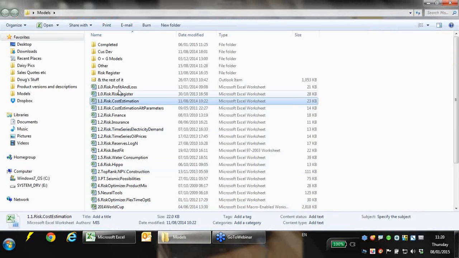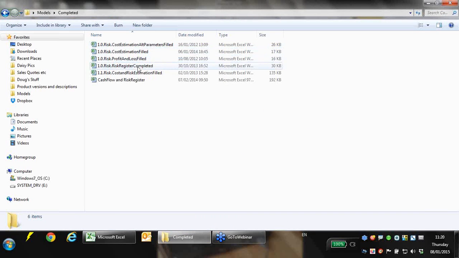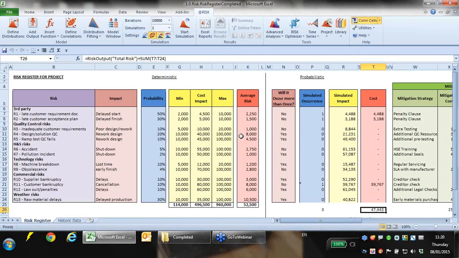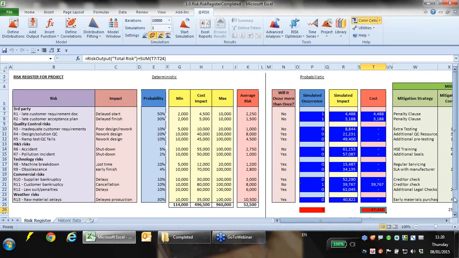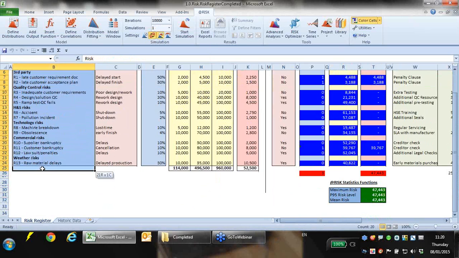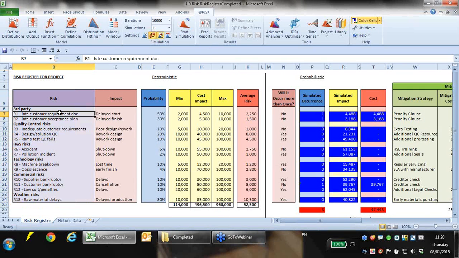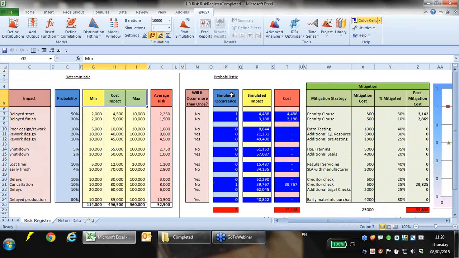I'm going to show an example of a risk register here. This is just another example of a risk register. Here we've got risk workshops that sat down and identified some different risks. Each of them has been given a different impact. We've got a probability. We've got a range of uncertainty for the cost. So this is really the deterministic side of things. And then on this side, this is the probabilistic way of looking at things.